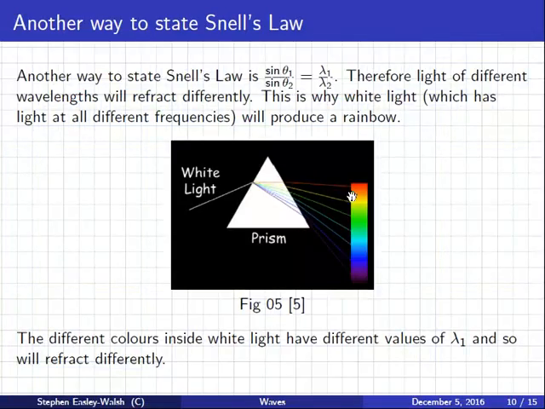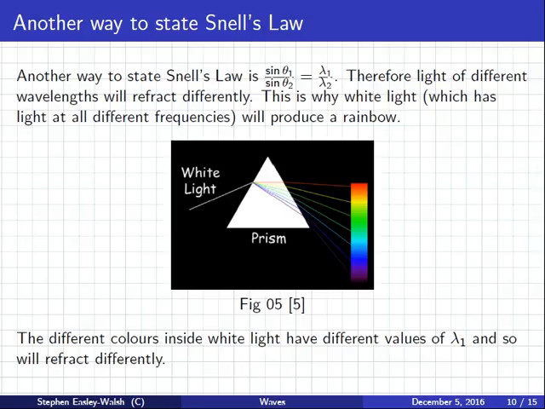So which ones have the biggest angle here? The bottom. The ones at the bottom, the violet ones. And the ones with the smallest angles, the ones at the top here. The reason they get refracted differently is because they have different wavelengths or different frequencies, which causes them to have different angles.